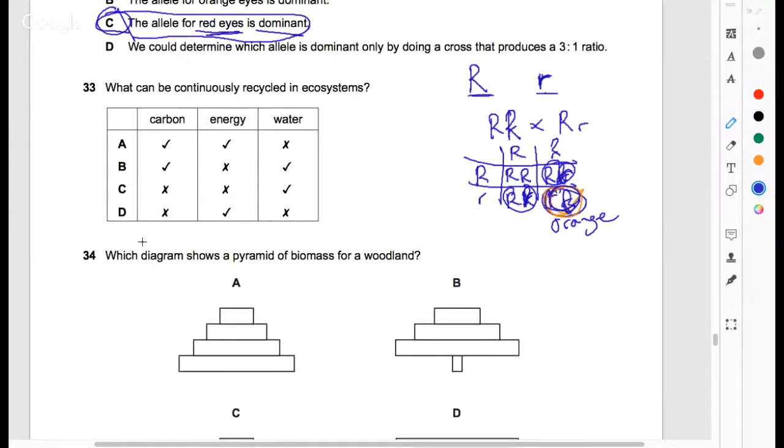What can be continuously recycled in ecosystems? Carbon, energy, and water. With this, you have to remember a law of thermodynamics: energy can neither be created nor destroyed, but it can be turned from a higher form to a lower form. So recycling of energy is very different, because generating a higher-form, high-level energy from something like heat, a very low-form energy, is impossible or very inefficient.